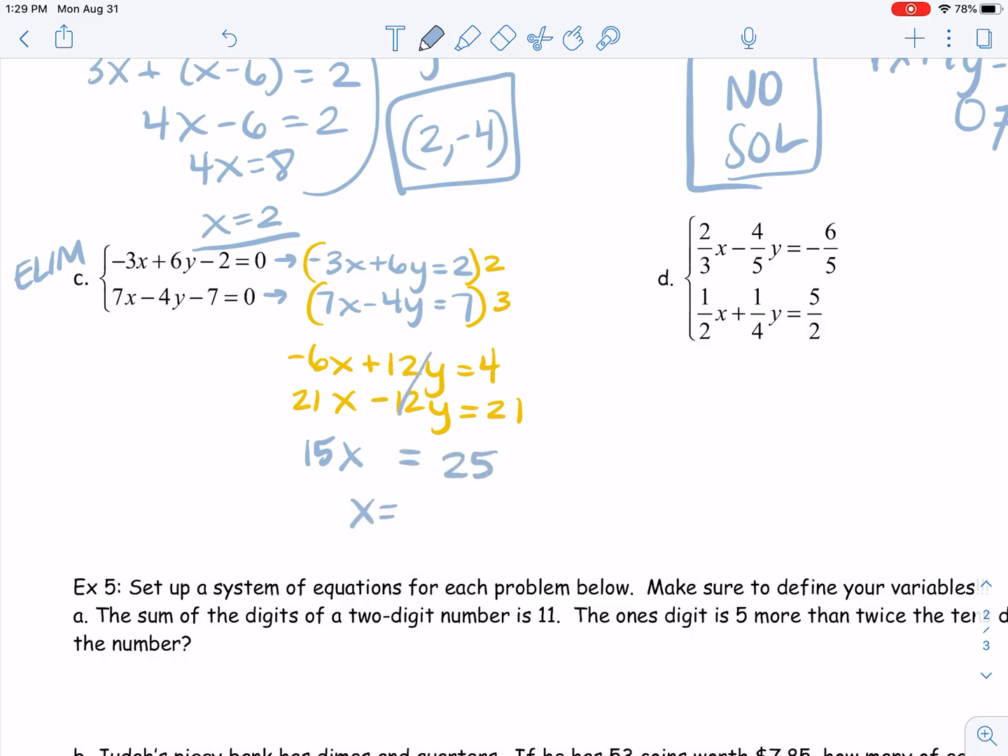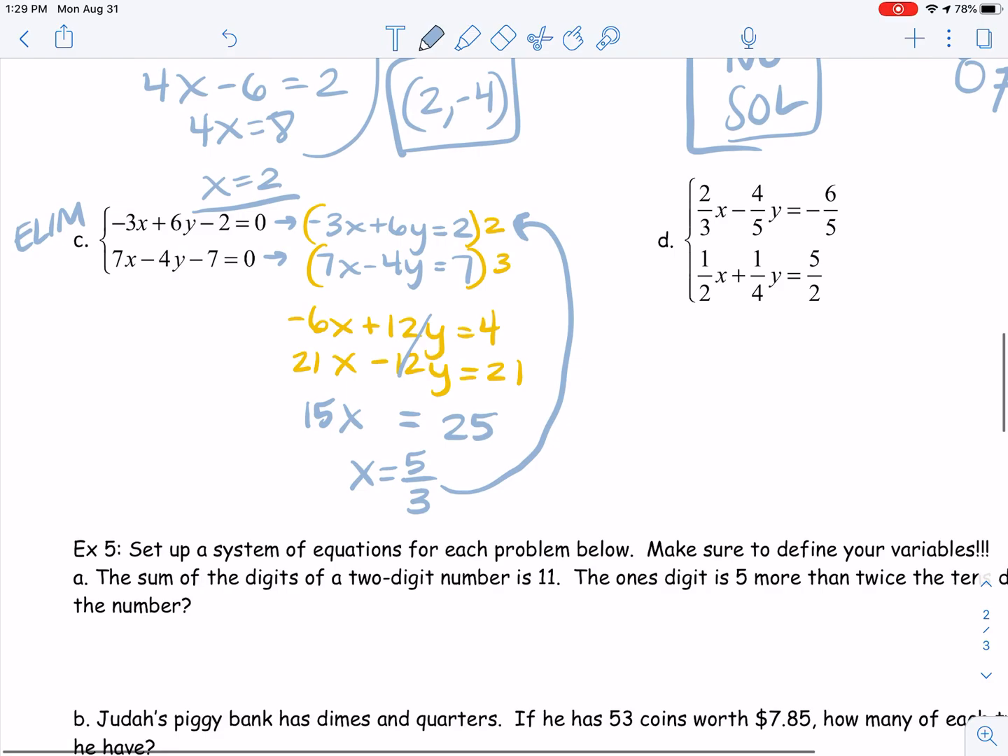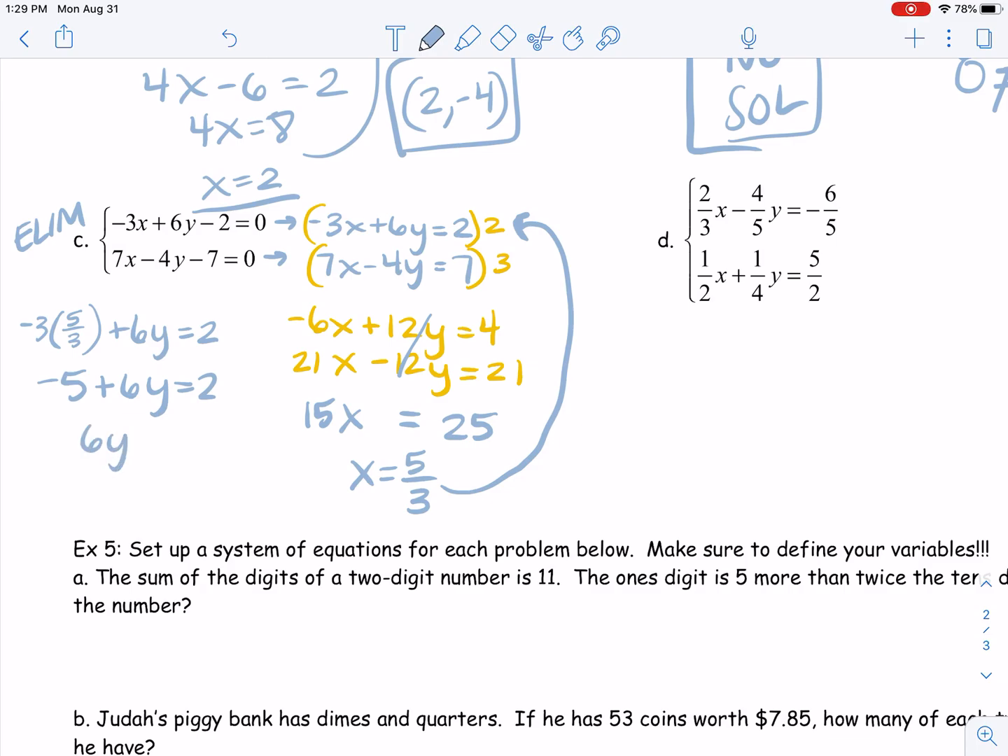So that means x is equal to 5/3. Now that I know my value of x, I can plug it back in. I'm going to plug it into this original one, because then I'll get negative 3 times 5/3, which will give me a nicer number, plus 6y equals 2. That's negative 5 plus 6y equals 2, so 6y equals 7. That means y is 7/6. So there is my solution, 5/3, 7/6.